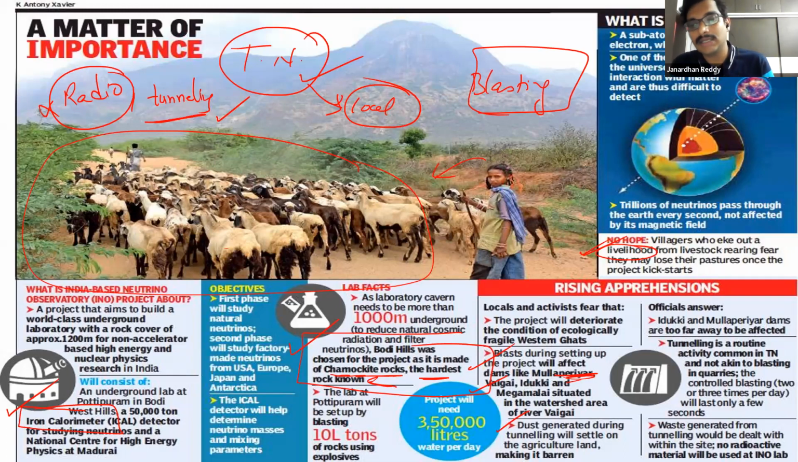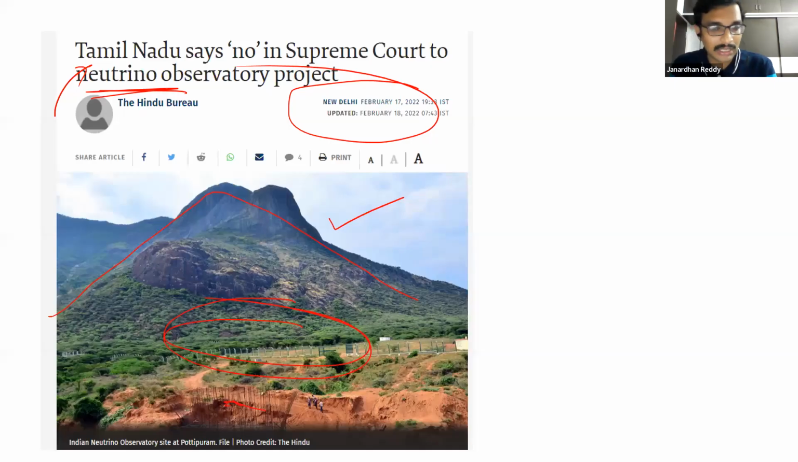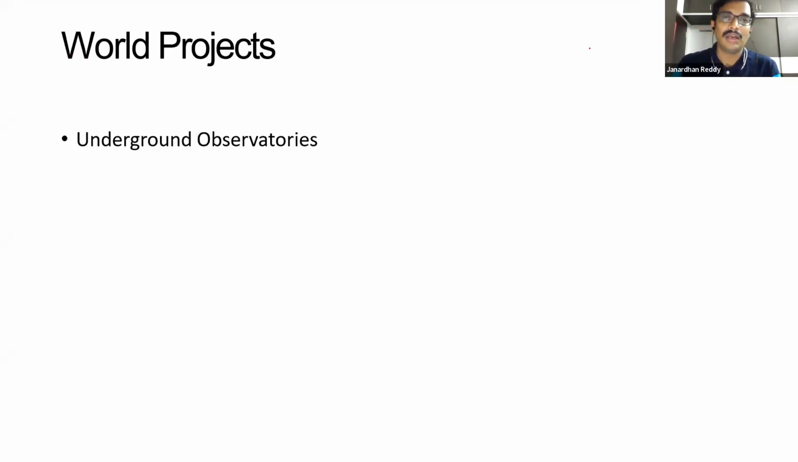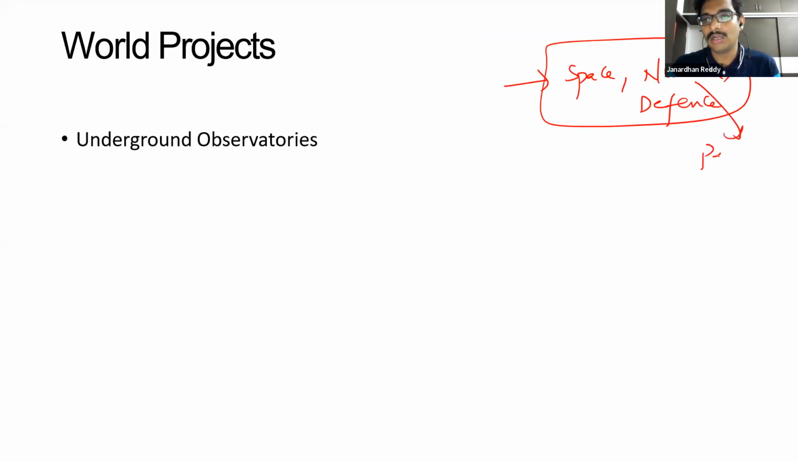Don't worry, the scientists are saying, but still it is in debate. As you see, the hill is still there and the observatory is still pending. But the science will give us an extra edge. India is very good in space, nuclear, and defense. When I say nuclear, it comes to particle research also. So these are our strengths. This will make us stand as a big science and technology platform in the world.